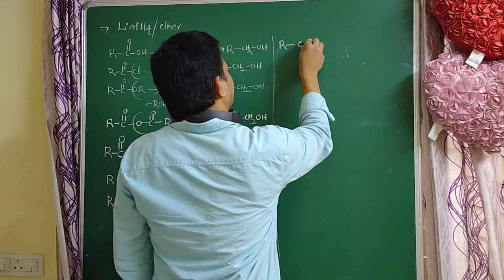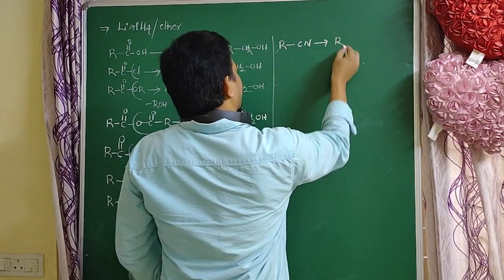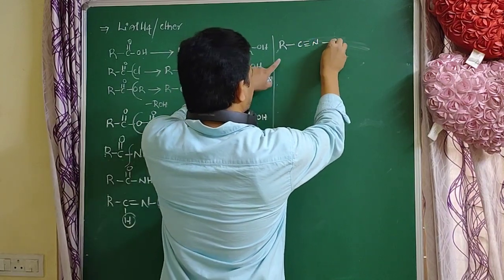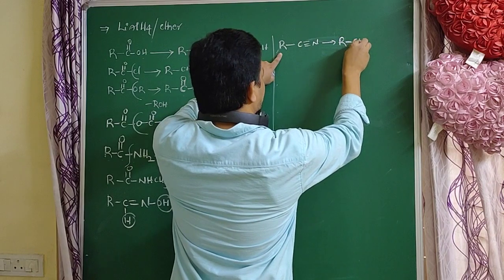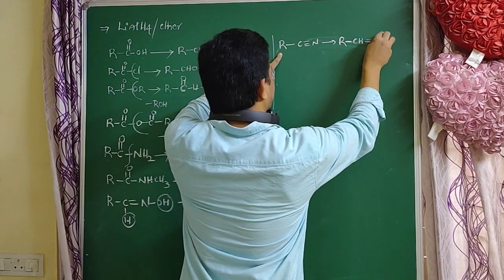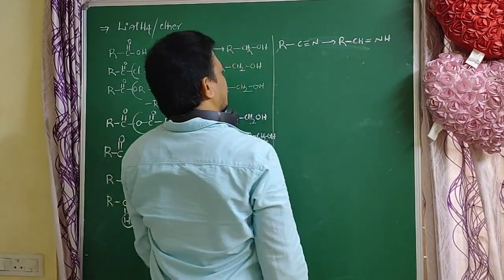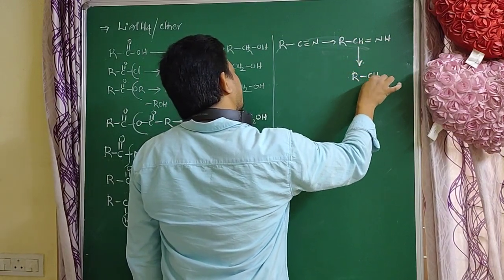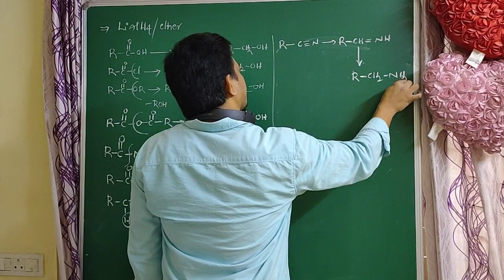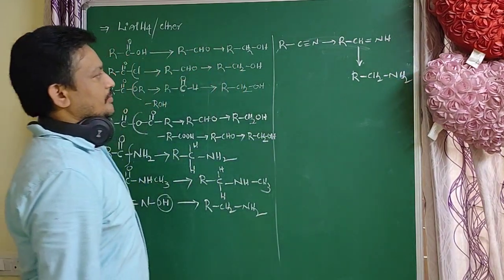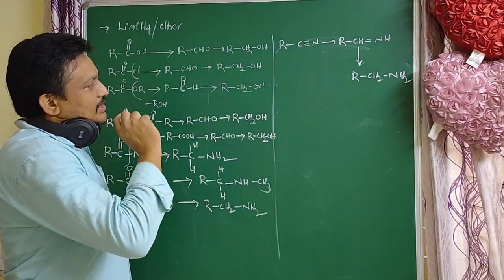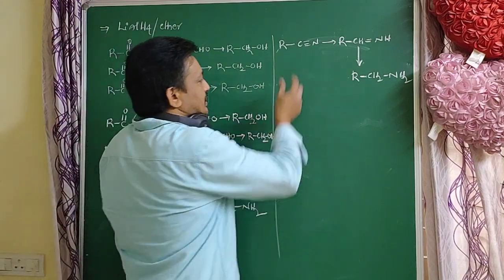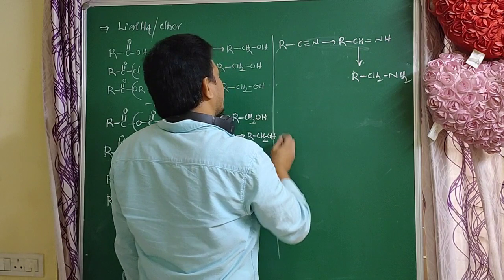Cyanides are converted as follows: a cyanide, C triple bond N, adds hydrogens to give R-CH=NH. That is very important. Again add hydrogens, and that is converted to CH2NH2. So the cyanide CN group is converted to CH2NH2.